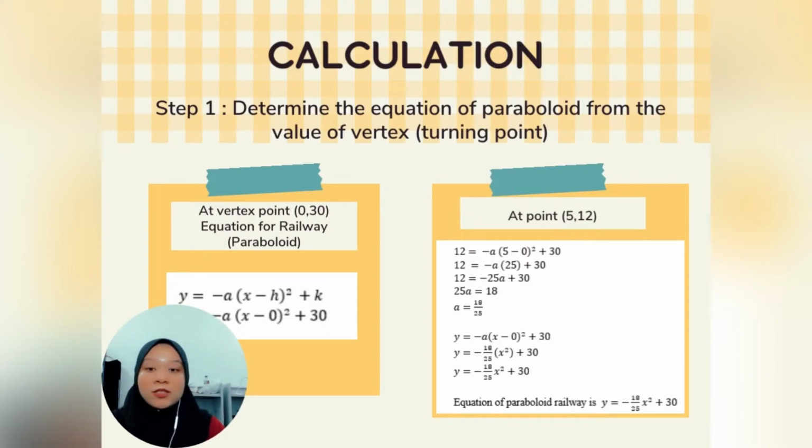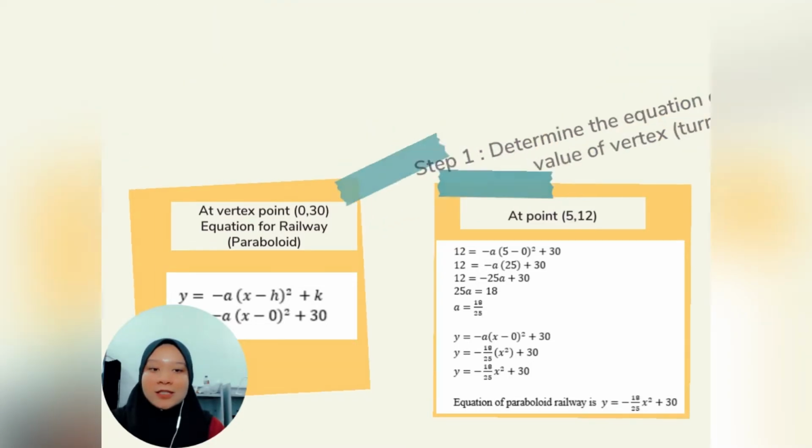But we don't know the a value. To find the a value, from the graph, we know that the curve passes through (5, 12), so x equals 5 and y equals 12. Substitute the values of x and y into the equation. We find that a equals 18 over 25. So put the a value inside the equation. We know that the equation of the paraboloid railway is y equals negative 18 over 25 x squared plus 30.